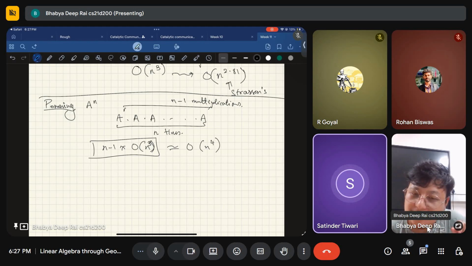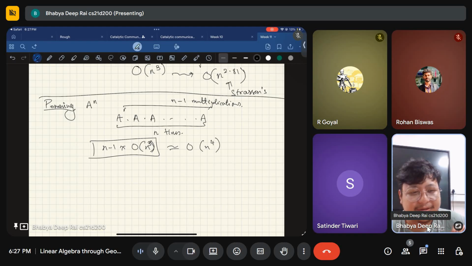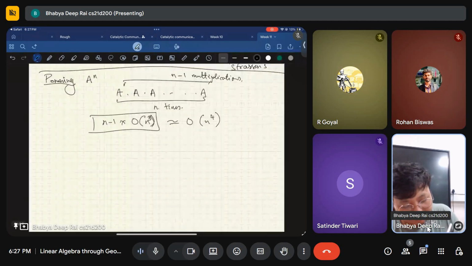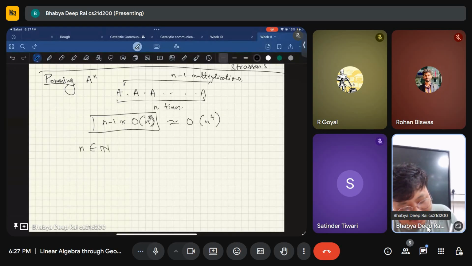LU decomposition. If you perform LU decomposition, maybe that will make it slightly simpler, because now you just have lower triangular elements and upper triangular elements, but it's still not clear. I'll give you a simpler instance. If you have a number n, which is a natural number, and you are given p, which is also a natural number, you need to compute n to the p.